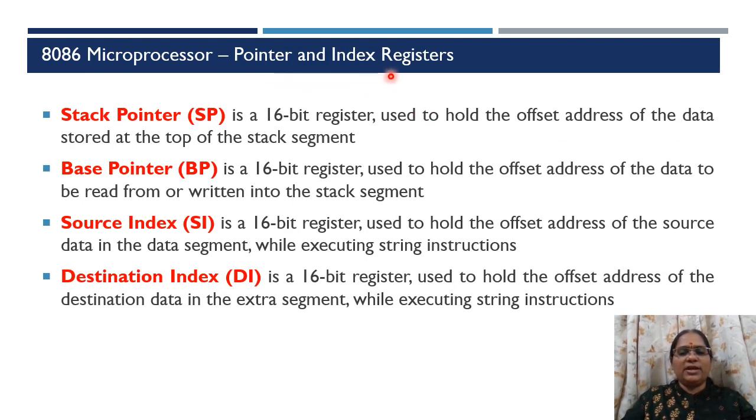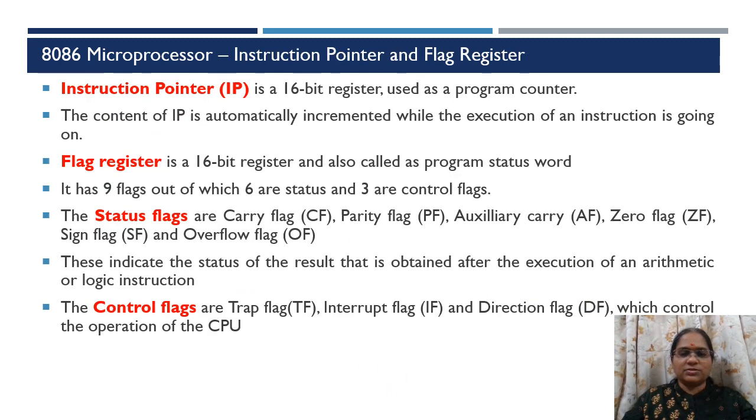Then coming to the pointer and index registers, they are mainly used for holding the offset address while you are calculating a 20-bit memory address. Stack pointer points to the stack segment. Base pointer holds the offset address related to your stack segment. And the source index is used for string operation, source data, and destination index is used for holding destination data. Likewise, each has a unique function.